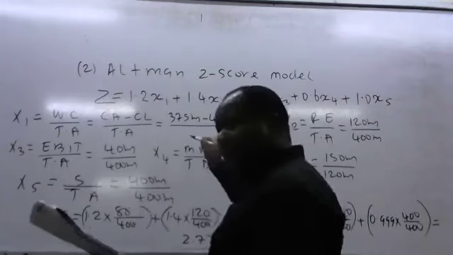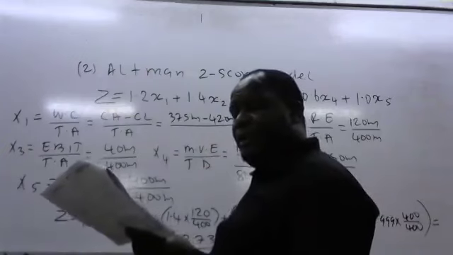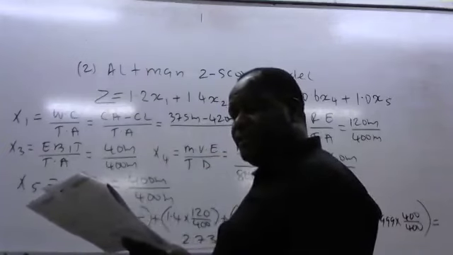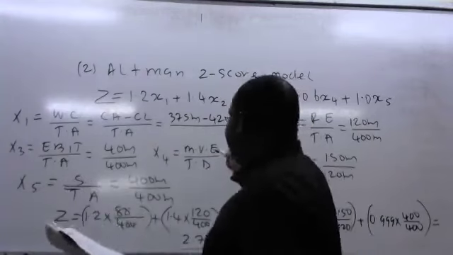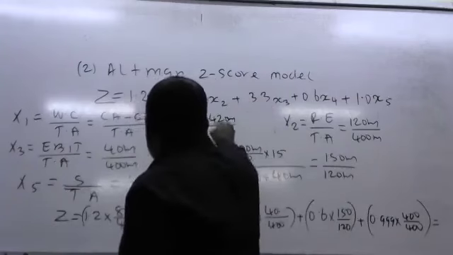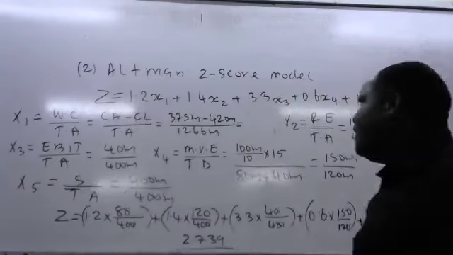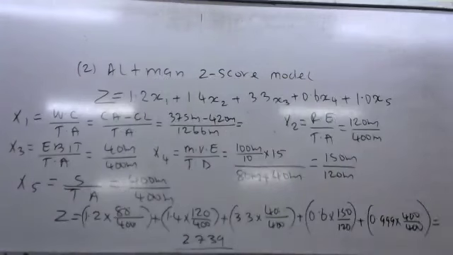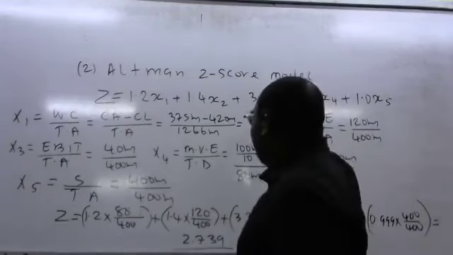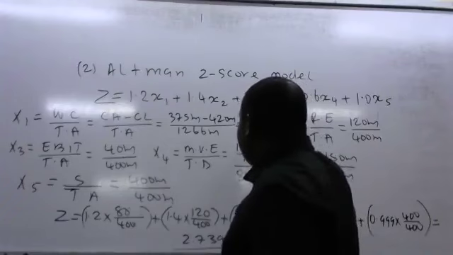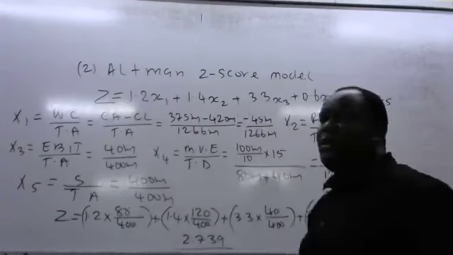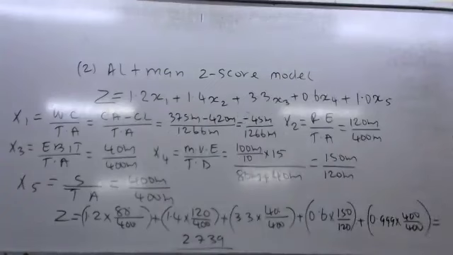Then total assets were given. Are we able to see the total assets? Total assets are 1266. It is 1266 millions. So this will be the same as 375 minus 420, which is negative 45. So also divide by 1266. So that is now our X1.